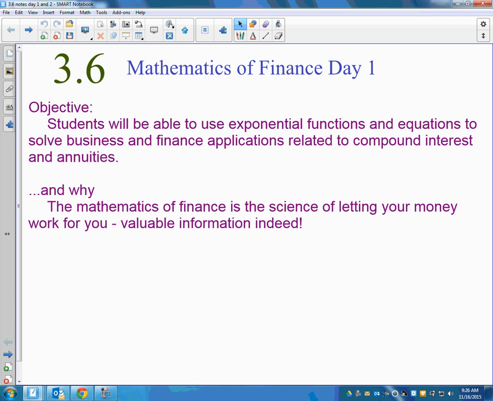I just copied this from your book, and it makes me laugh because it says, why do you need to learn this? The mathematics of finance is the science of letting your money work for you. Valuable information indeed, right? I thought it was really cheeky.